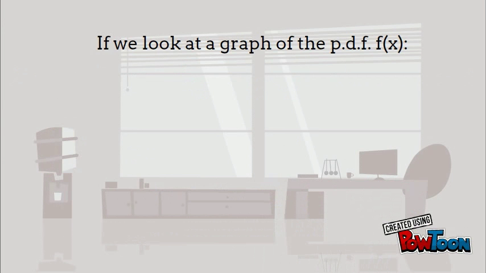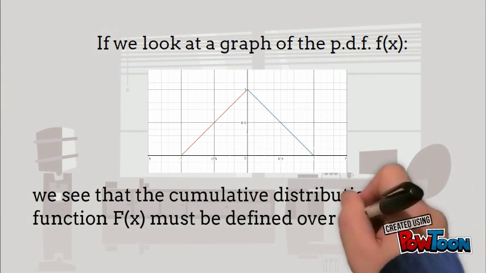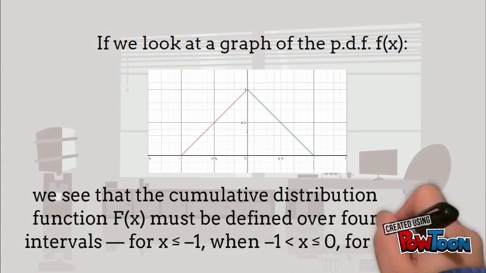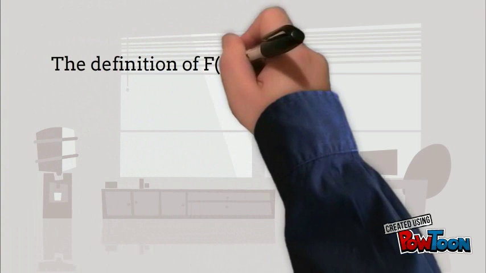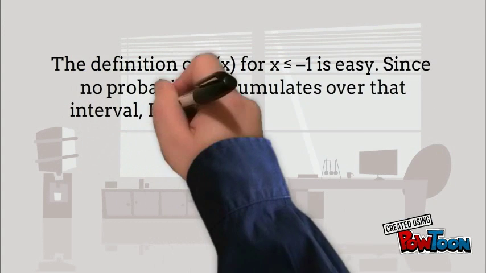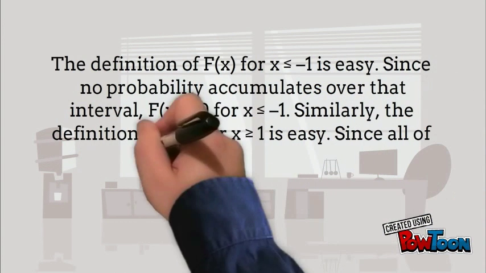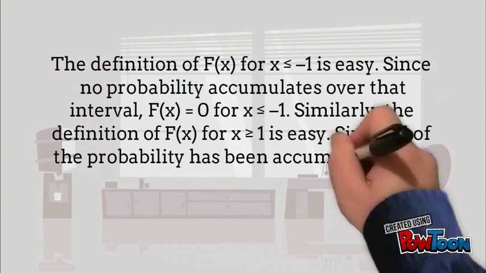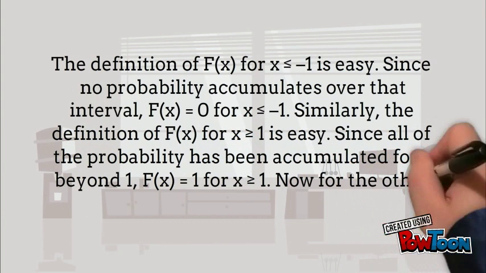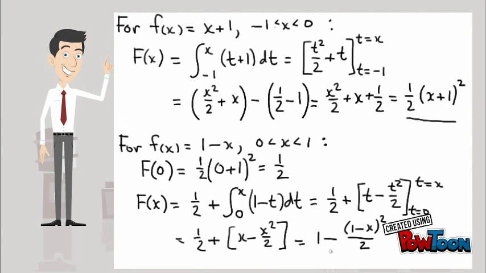First, if we look at the graph, we see that the cumulative distribution function F(x) must be defined over 4 intervals. The definition of F(x) for the first interval is easy, since no probability accumulates over that interval: F(x) equals 0. Similarly, the definition of F(x) for the last interval is easy, since all of the probability has been accumulated beyond 1: F(x) equals 1. For the other 2 intervals, we evaluate the next 2 integrals.